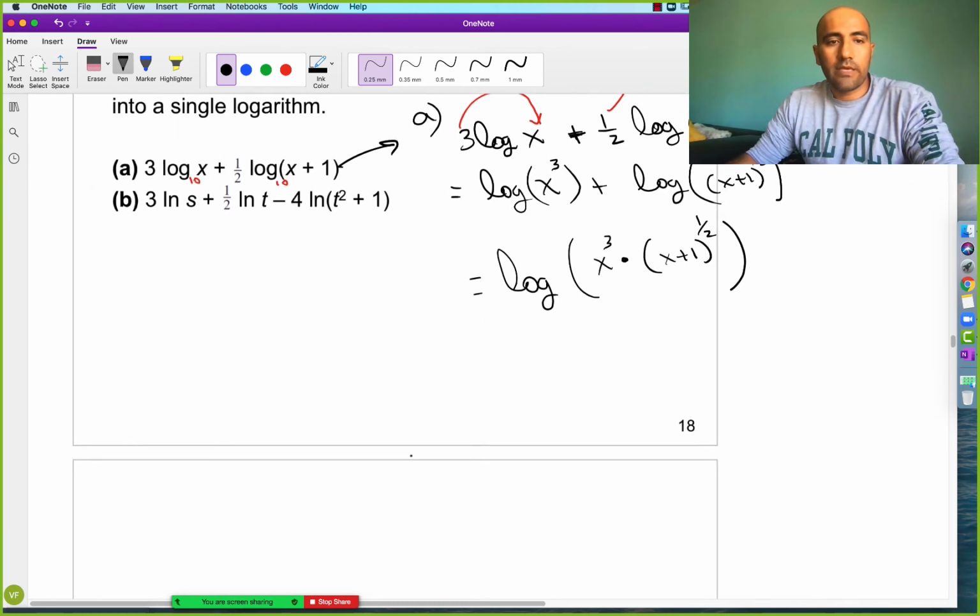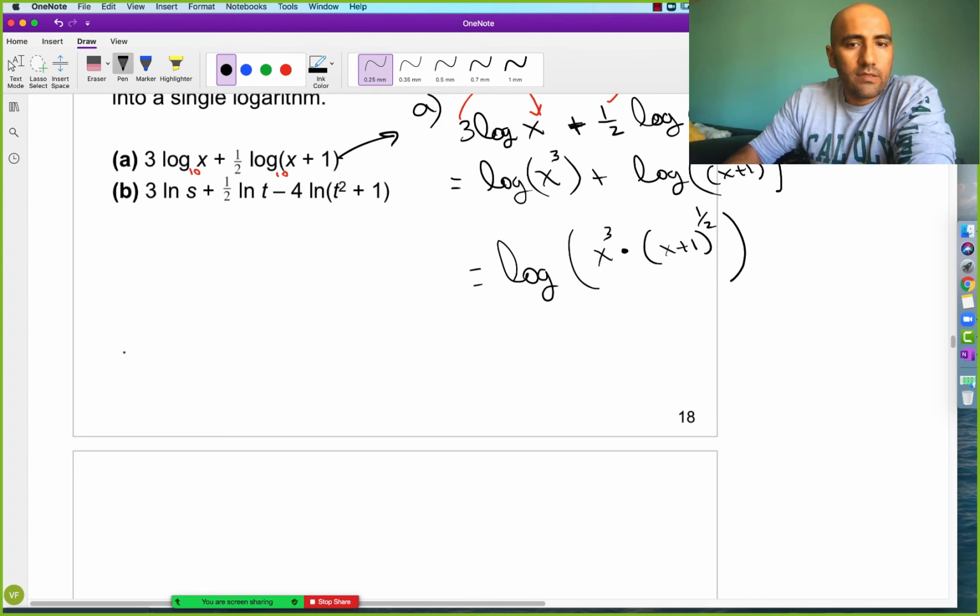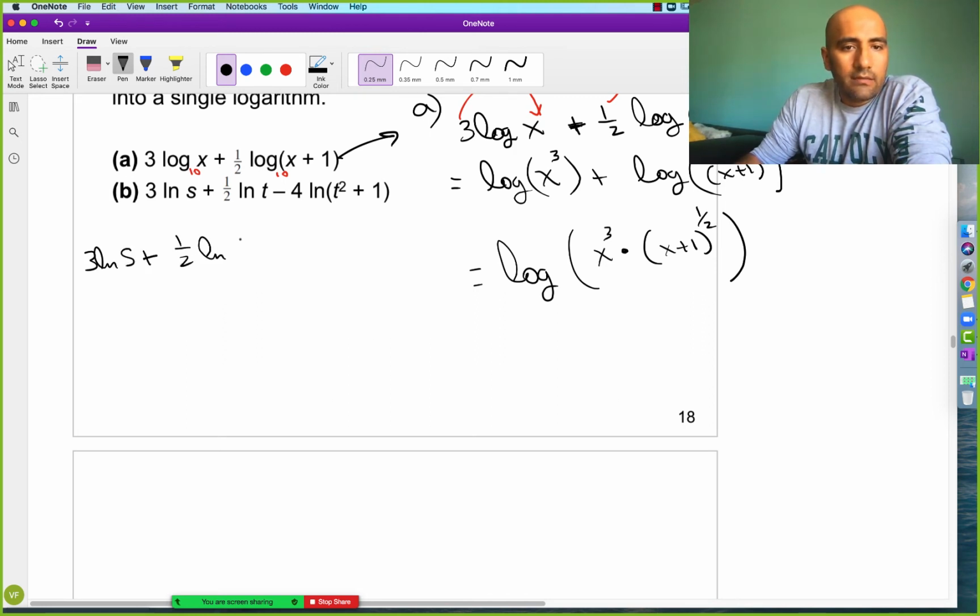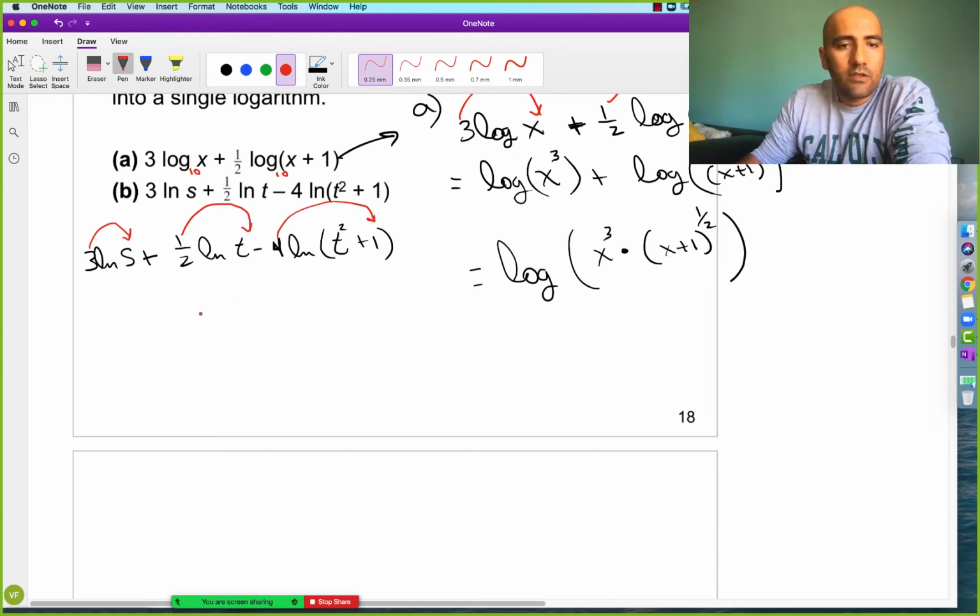Okay, looking at B, let's move this down here. B, we want to do the same thing. We have 3 ln s plus 1/2 ln t minus 4 ln (t squared plus 1). So we want to take all these coefficients out in front and move them into the exponents. And then we'll be able to deal with the addition and subtraction properties.